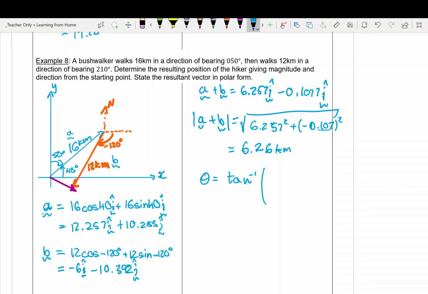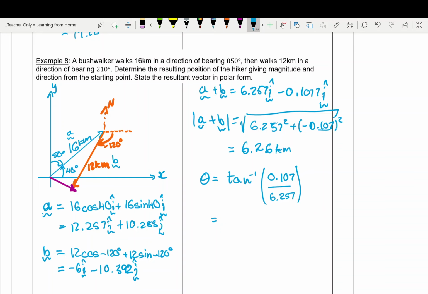We can see we're in the fourth quadrant again, so let's first consider it in terms of the second quadrant, which is going to be 0.107 over 6.257. Okay, this is going to give us the positive angle.